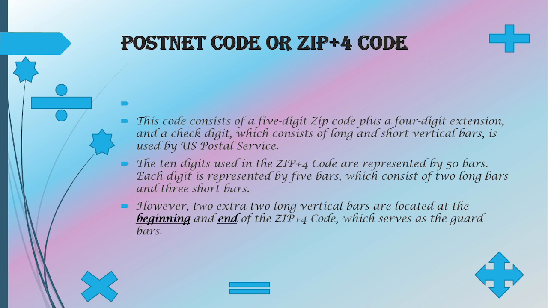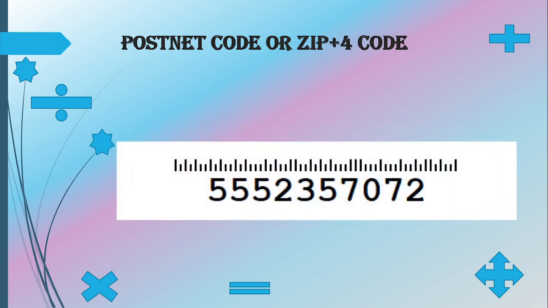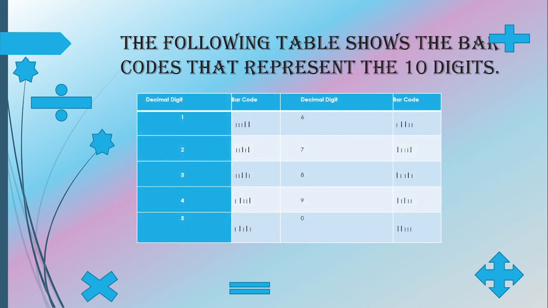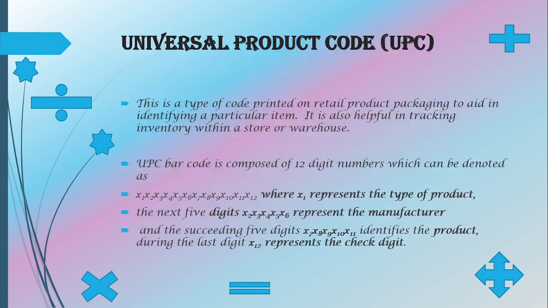However, 2 long vertical bars are located at the beginning and end of the zip plus 4 code, which serve as the guard bars. So for example, in this Postnet code, we have 55523570772. So as you can see, we have the decimal digit and the column for barcode. In the decimal digit 1, the corresponding barcode is 3 short bars and 2 long bars.